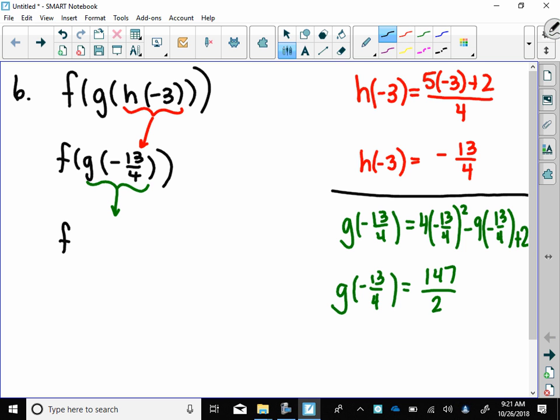So now we're finding f of 147 over 2. And so we'll go to the function f, and that's going to be 3 times, in place of x, I'll put 147 over 2 minus 2, and we'll evaluate that, and that'll be our answer. Okay? So we just had to work our way from the inside out, evaluating all along.